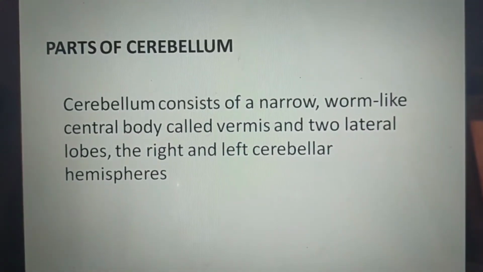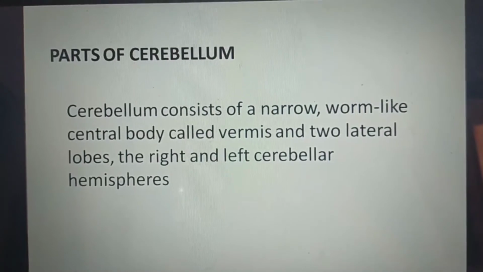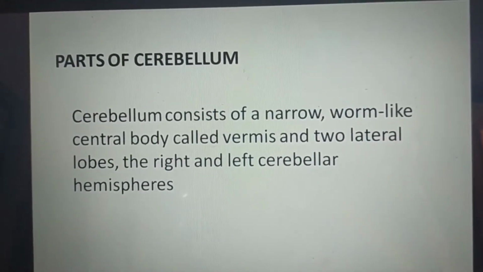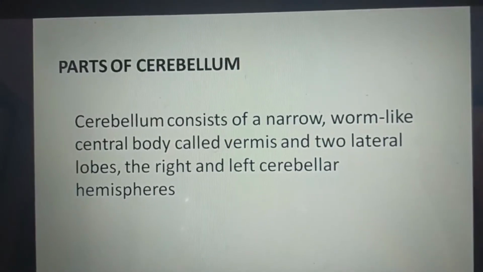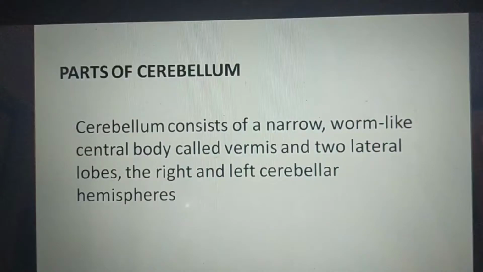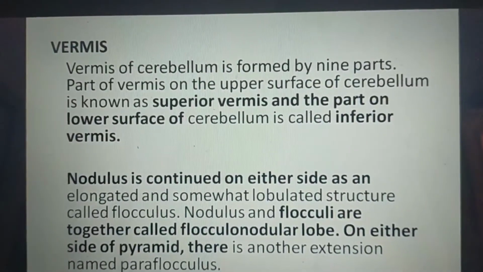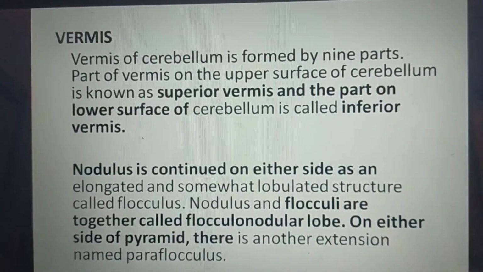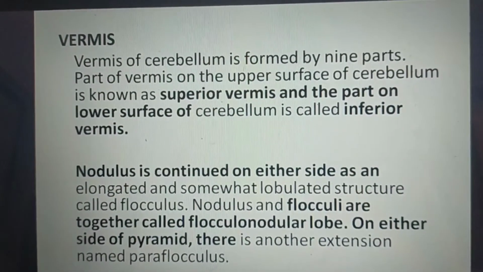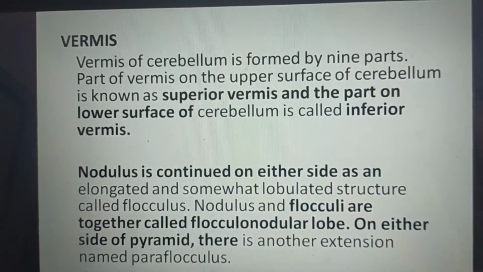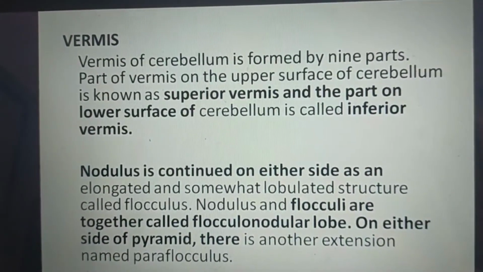Parts of cerebellum. Cerebellum consists of a narrow, worm-like central body called vermis and 2 lateral lobes, the right and left cerebral hemispheres. What is vermis? Vermis of cerebellum is formed by 9 parts. Part of vermis on the upper surface of cerebellum is known as the superior vermis, and the part on lower surface of cerebellum is called inferior vermis.